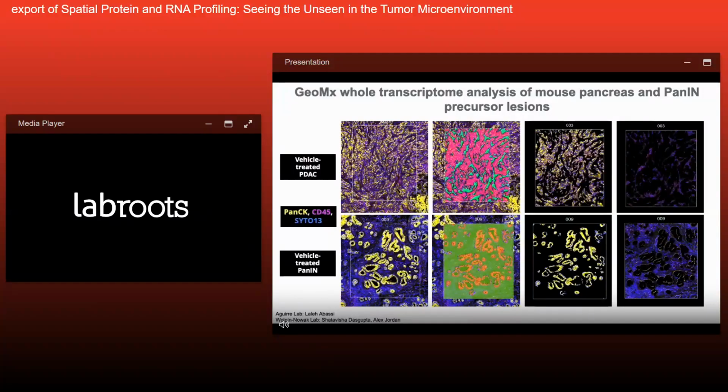At the bottom, here's the analogous segmentation approach for a region of PANIN, and you can see again that we can very nicely separate out the cytokeratin positive or yellow glands from the surrounding stroma, which is actually much more abundant in regions of PANIN versus invasive cancer.